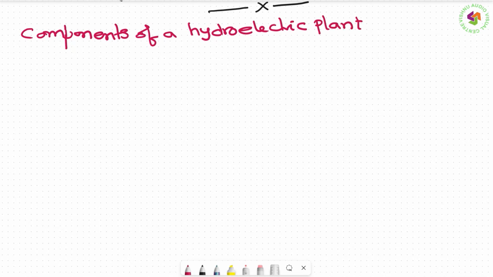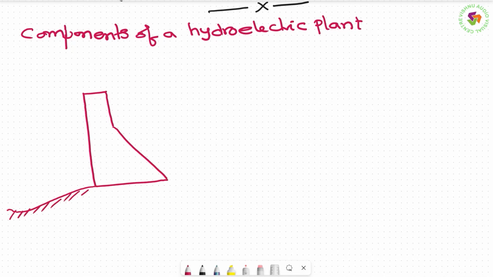If you take it, the first thing is on the river, you need to construct an obstruction. For example, this is the obstruction which we are constructing, right? So, by constructing this obstruction, which I call a dam, naturally we create a reservoir on the upstream side. So, what is this? This is the reservoir.